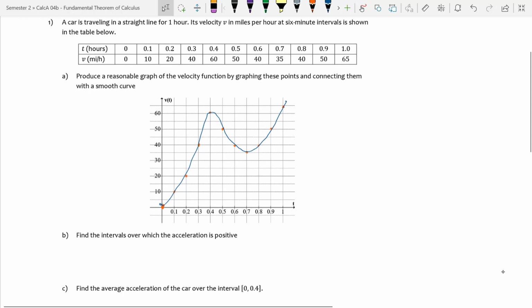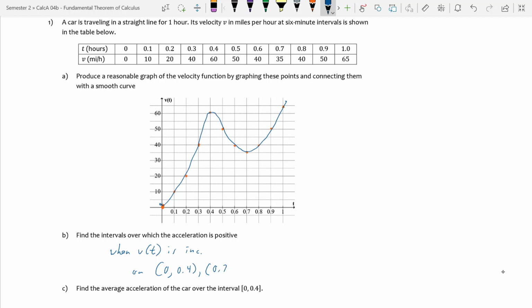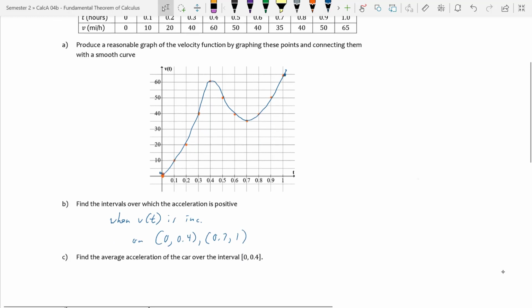So find the intervals over which the acceleration is positive. This is about the same question you had before. Acceleration is positive when V prime of t, or V of t, is what? When V of t is increasing. So that would be on 0 to 0.4 and from 0.7 to 1. And we're just going to stop there because it says actually in 1 hour. So that little arrow I drew at the end is probably not good, but whatever.